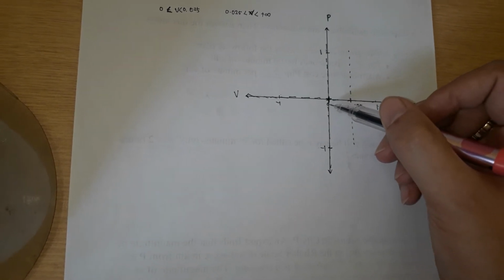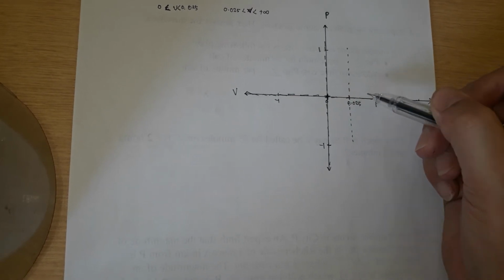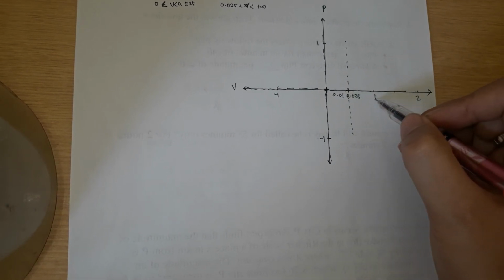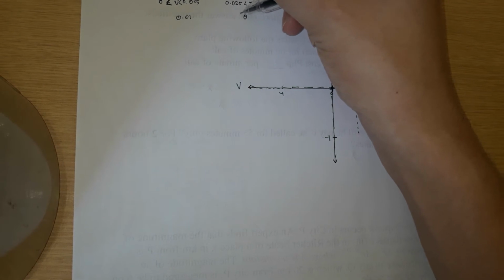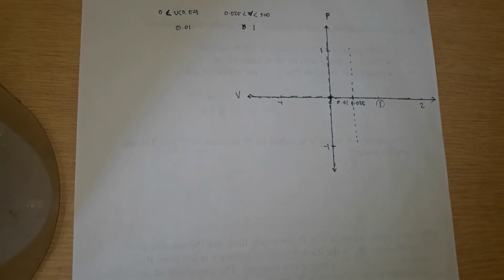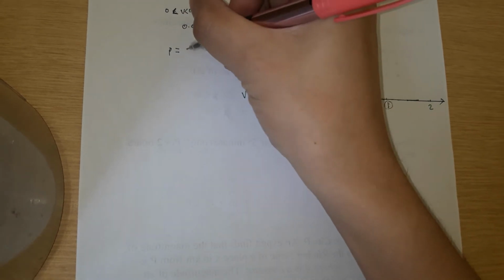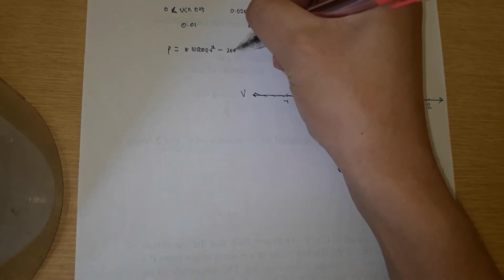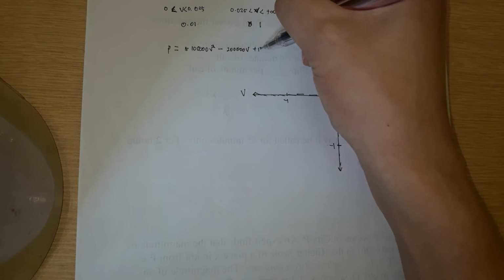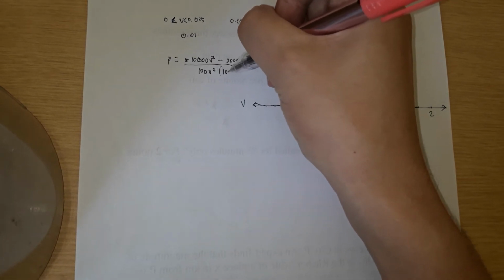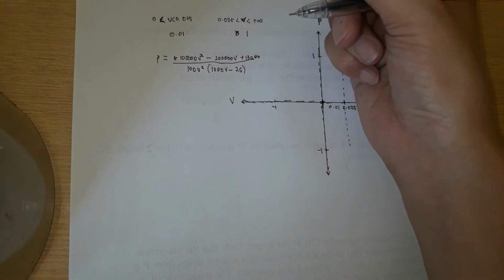So what value is in the middle of 0 and 0.025? It could be 0.01, smaller than 0.025. Then here, we're going to use 1. So in this one, the value is 0.01. Here it is 1. Sorry, that's 1. So we're going to solve now the value of the function. The function is P equals 5,100,000 over V minus 200,000 V plus 13,000 over 100 V squared times 1,000 V minus 25.